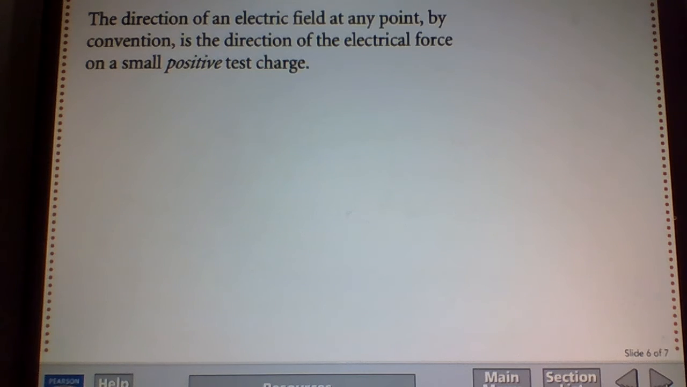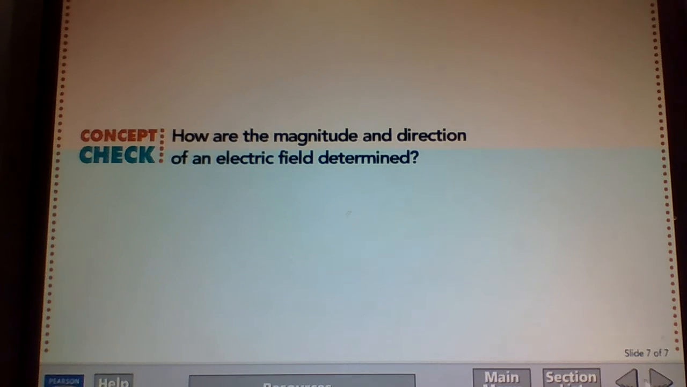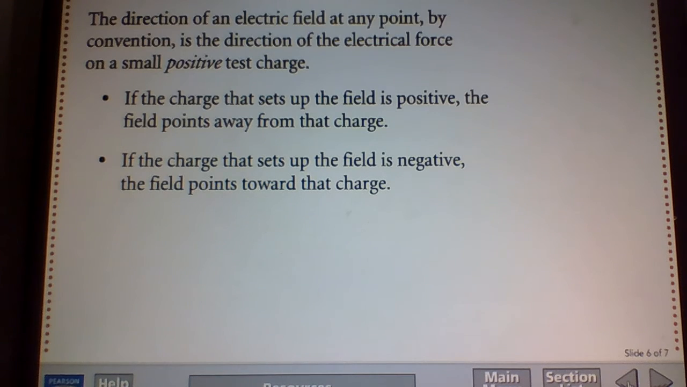So the direction of an electric field at any point by convention is the direction of the electrical force on a small positive test charge. Again, we're always checking it with a positive test charge. So if the charge that sets up the field is positive, the field is going to point away from the charge. If the charge that sets up the field is negative, the field is going to point toward the charge.